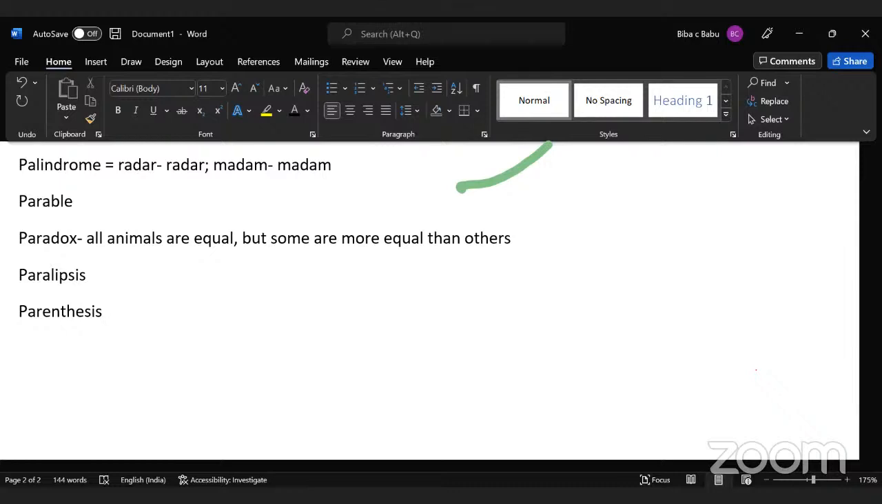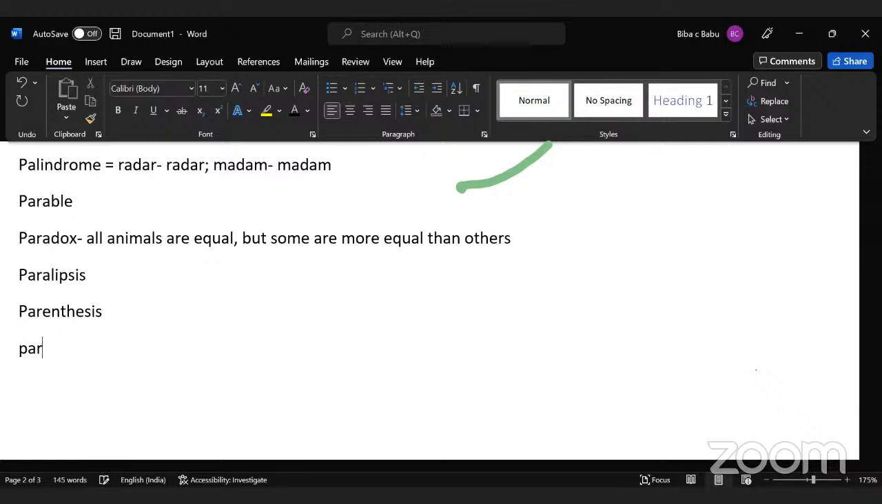You're giving an explanation or amplification with brackets. When you write inside brackets, it is parenthesis. Parenthesis is always written inside brackets. Okay. You are giving more explanation. The next is parody.